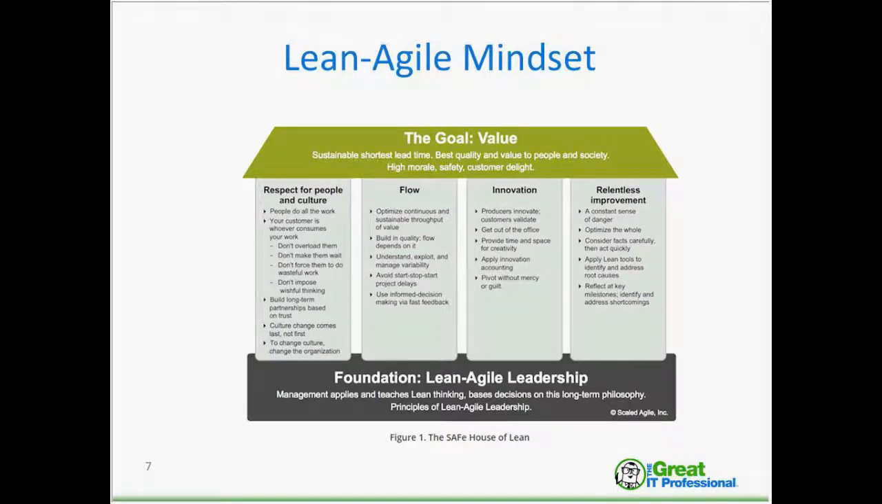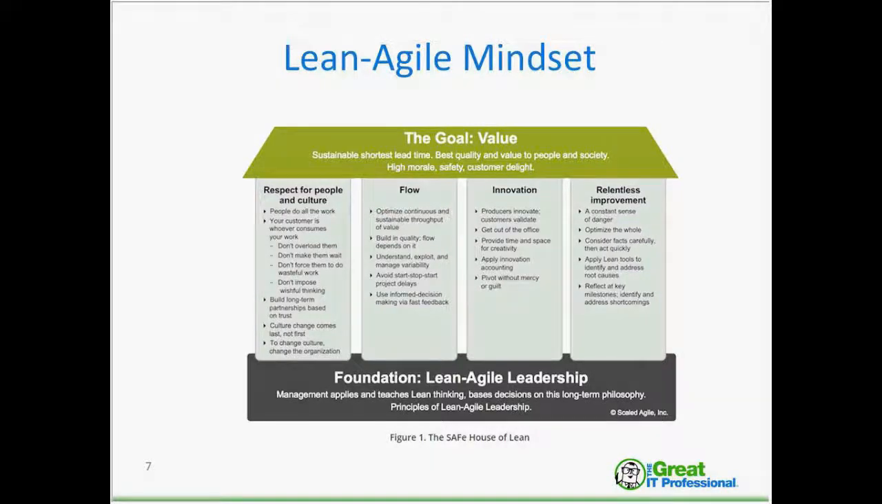Respect for people and culture. It's similar to the Agile Manifesto, where people are more important than processes and tools. So this is the same thing. You need to have respect for people and culture, and that's because people do all the work. They're very valuable. Without people, you can't accomplish very much.